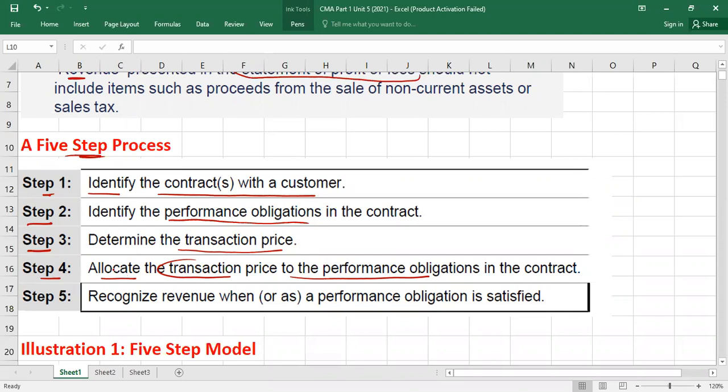Then we have step number 5. Step number 5 is to recognize the revenue when or as the performance obligation is satisfied. You will book the revenue only when the performance obligation is satisfied. For example, if you are a seller selling computers, you can book the revenue only once the computers are delivered, once they are handed over to the customer. So these are the 5 steps. I will open them step by step, one by one.